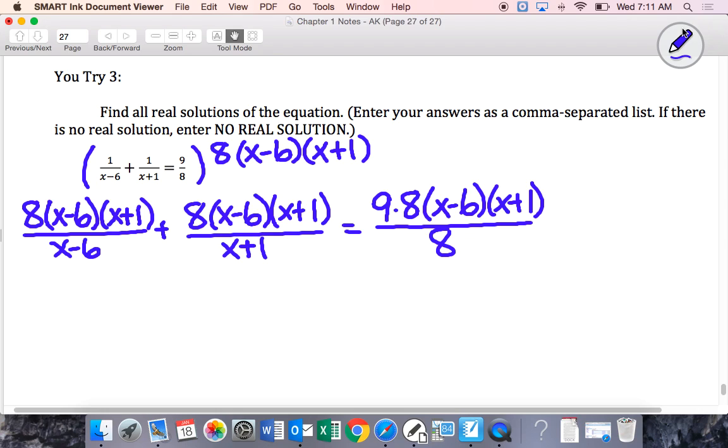So again, each of the tops are multiplied by my denominators. Cross off what they have in common. So now all that's left, you have to multiply out. So I have to distribute the 8's in and distribute my 9 into everything.